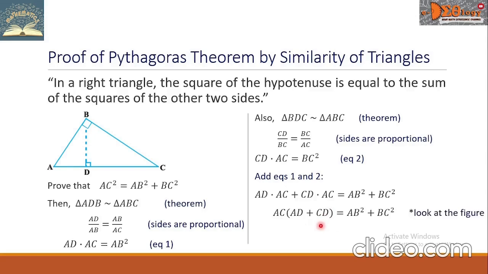From here, let us look at the figure. The AD plus CD is equal to the full length of AC. So we substitute it here. So the AD plus CD becomes AC. When we multiply AC by AC, we get the square of the side AC. And from here, we're able to prove the Pythagorean theorem.